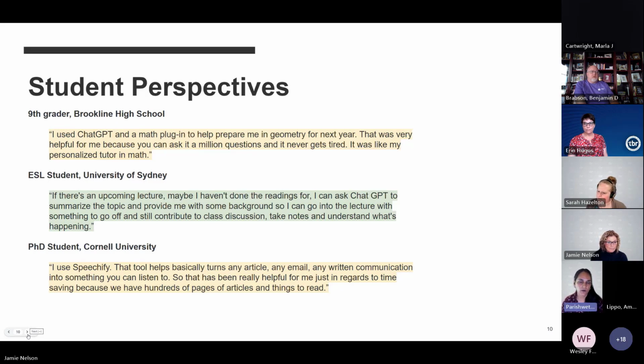A PhD student at Cornell University said that I use Speechify. That tool helps basically turn any article, any email, any written type of communication into something you can listen to. So that has been really helpful for me just in regards to time saving, because we have hundreds of pages of articles and things to read.